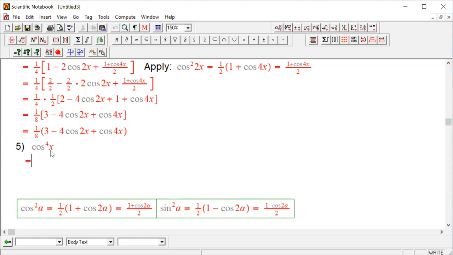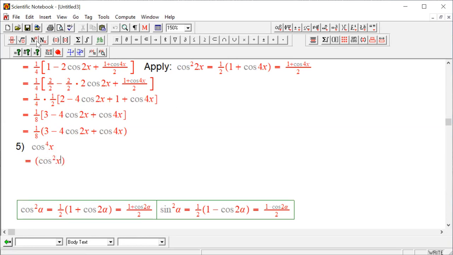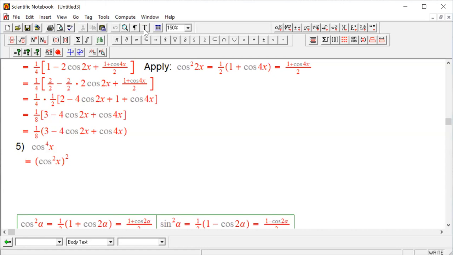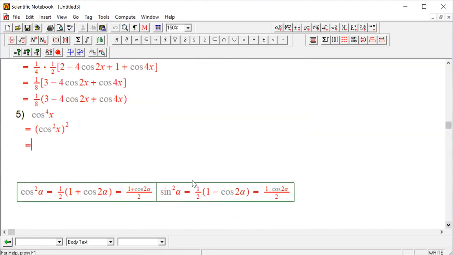Once again, notation-wise, make sure you understand the notation. We have cosine squared of x, and that square outside. Then we do the substitution inside the parentheses, cosine squared alpha. Here we have x. So we're going to apply this formula.